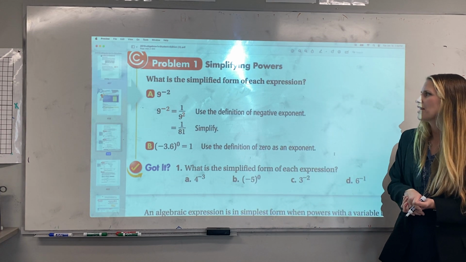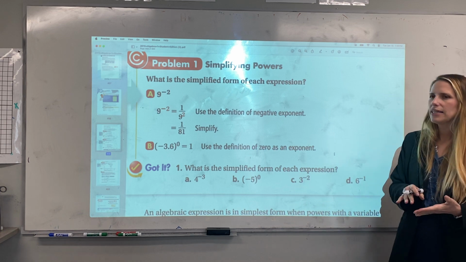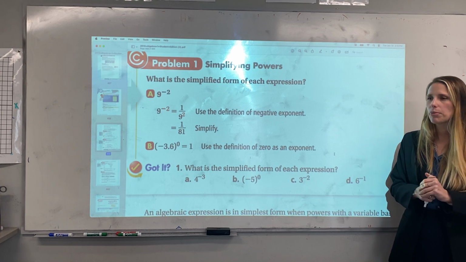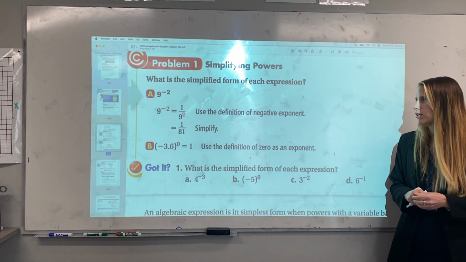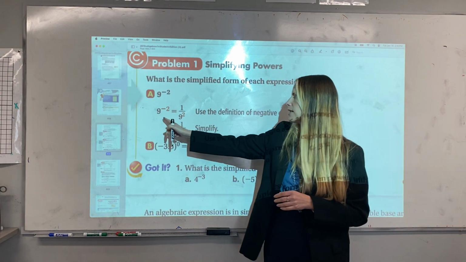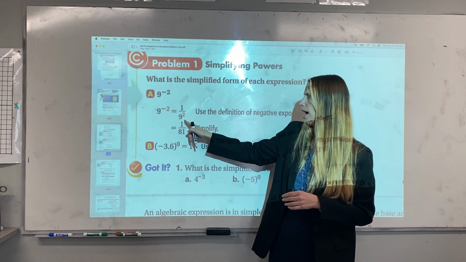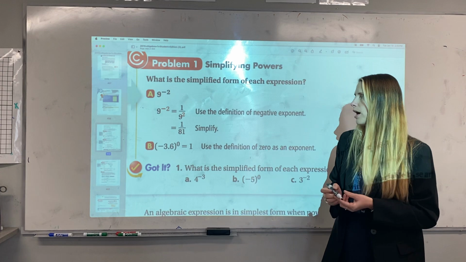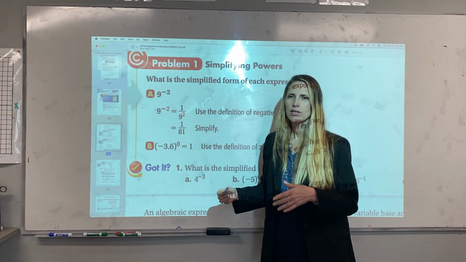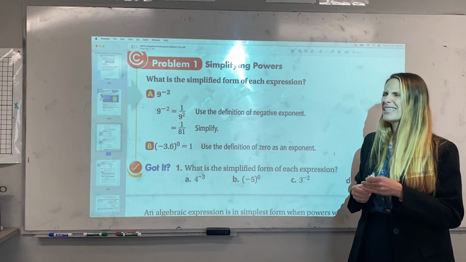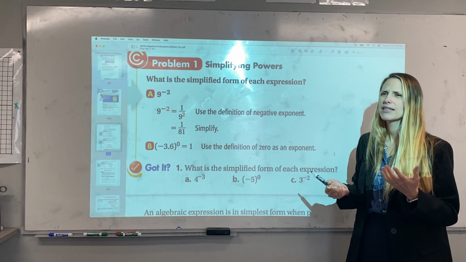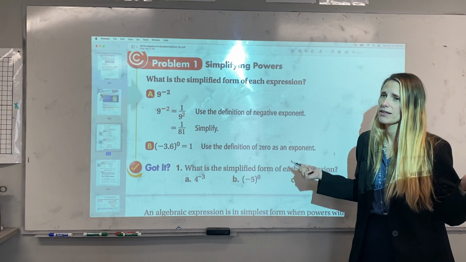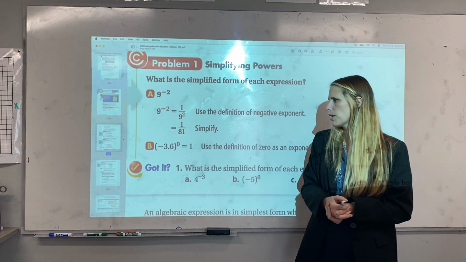All right, what is the simplified form of each expression? So we have 9 to the negative second power. It's got a negative attitude. Where does it belong? The torture chamber, the dungeon, known as the denominator. So the 9 to the negative 2, to get a more positive attitude, will have to go into the denominator, which will leave the numerator as simply 1. And then, of course, 9 times 9 is 81. On the homework, there are only a couple of ones that you'll actually have to do that, and you have a calculator, so no big deal. So that would be 1 over 81.